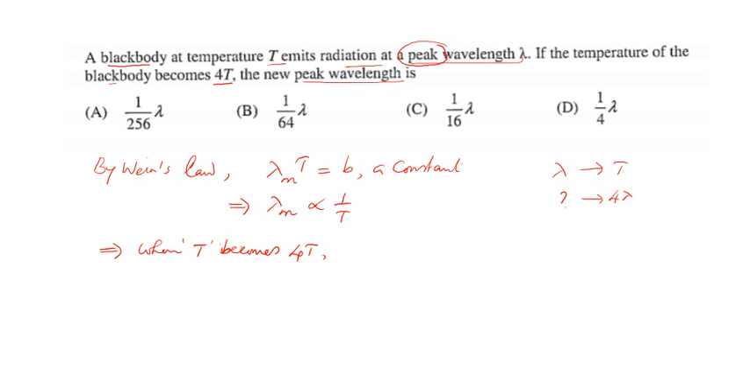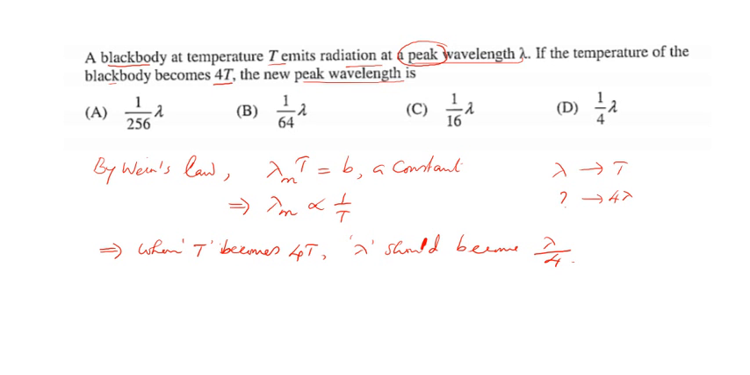Lambda should become, that is the logical conclusion because this is an objective question, lambda by 4. Why? So that the product of these two should remain once again equal to B, the same constant. That is a logical answer. So your answer should be D.